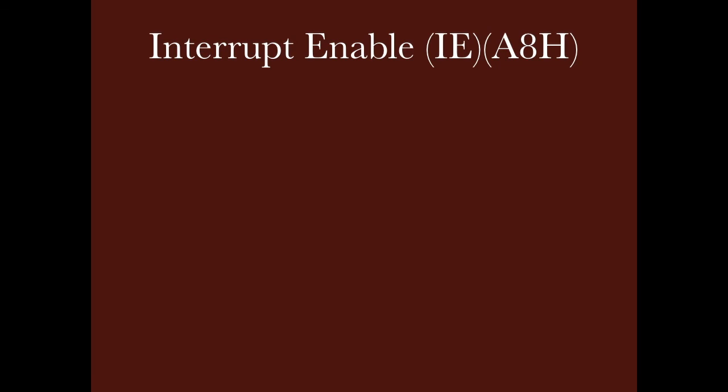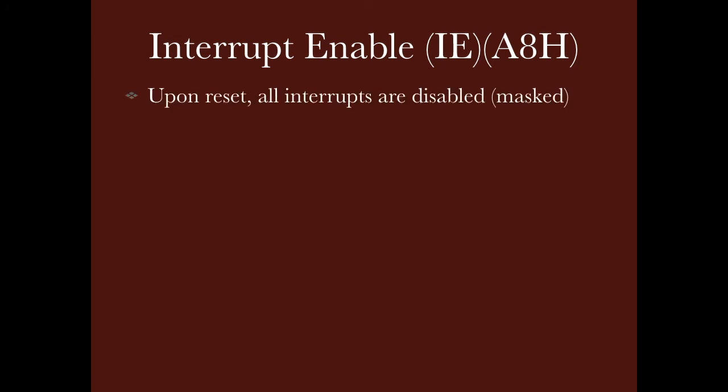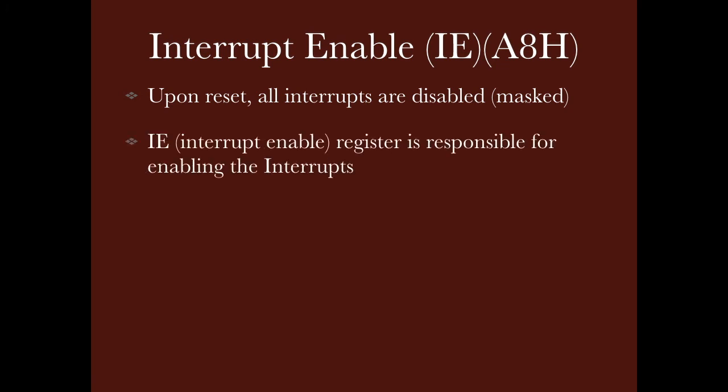The interrupt enable register is an SFR, special function register, with RAM location A8H. Upon reset, all interrupts are disabled, meaning that none will be responded to by the microcontroller even if they are activated. So interrupts must be enabled by software in order for the microcontroller to respond to them, and there is this register called IE, interrupt enable register, which is responsible for enabling and disabling of the interrupts. This is a bit addressable register, which means individual bits can be set and reset.